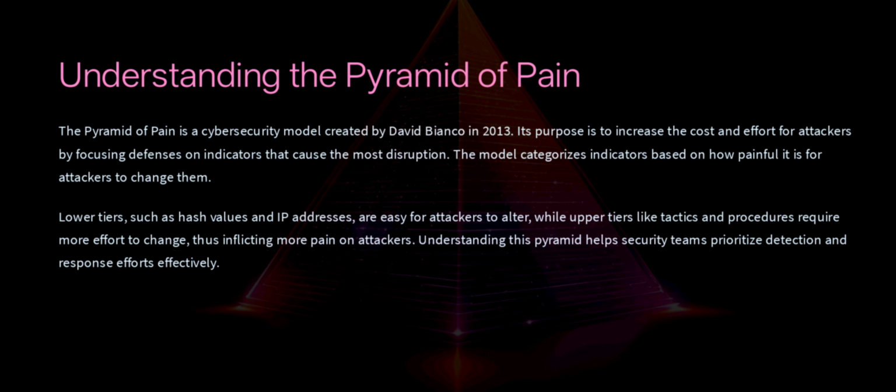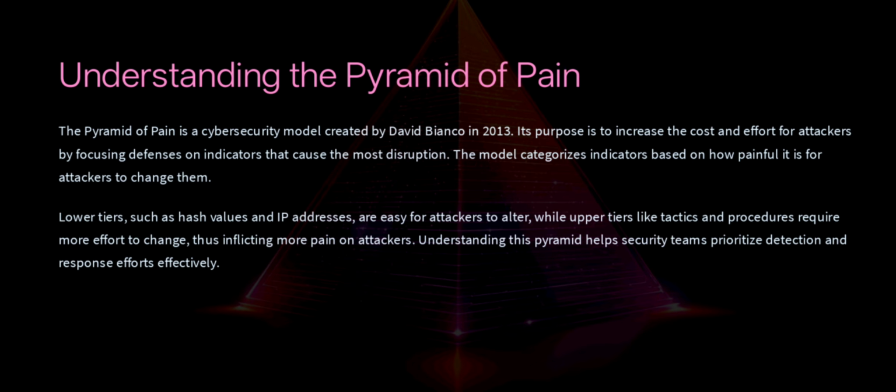Layers of the pyramid. 1. Hash values. At the base of the pyramid are hash values, which are unique identifiers for files. While they are easy for defenders to detect and block, attackers can effortlessly modify a file's hash by making minor changes, rendering this IOC relatively low in value for long-term defense.